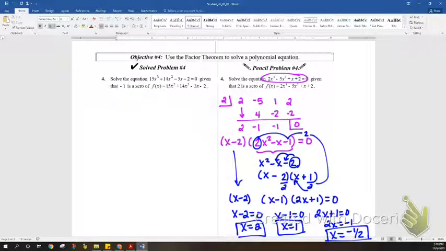All right, guys, so that is the end of 3.3. And when I get back on Tuesday, we'll go over this real quick, and then we'll move on into 3.4.